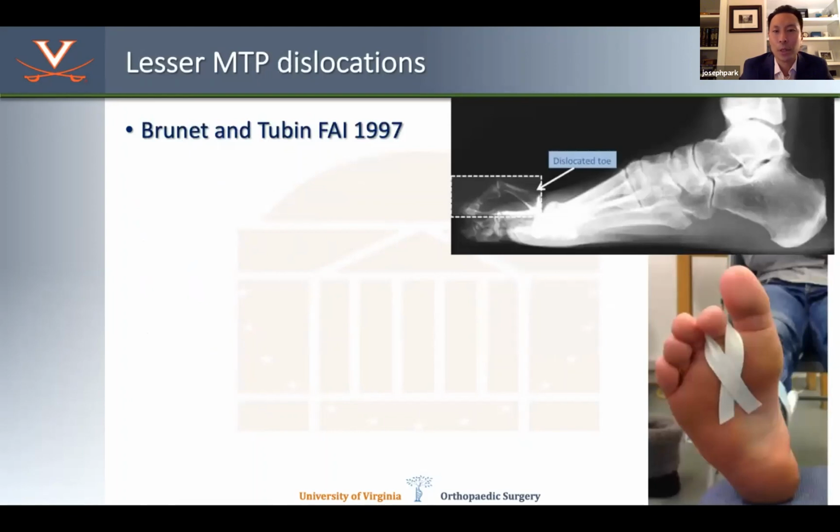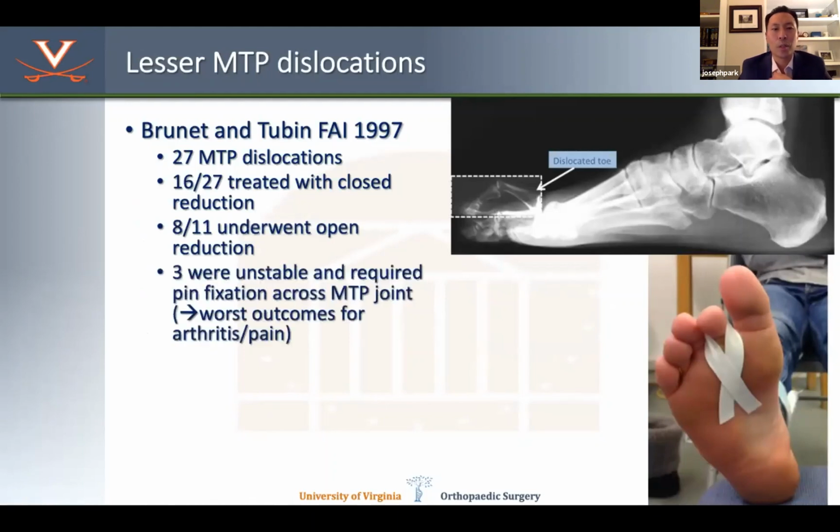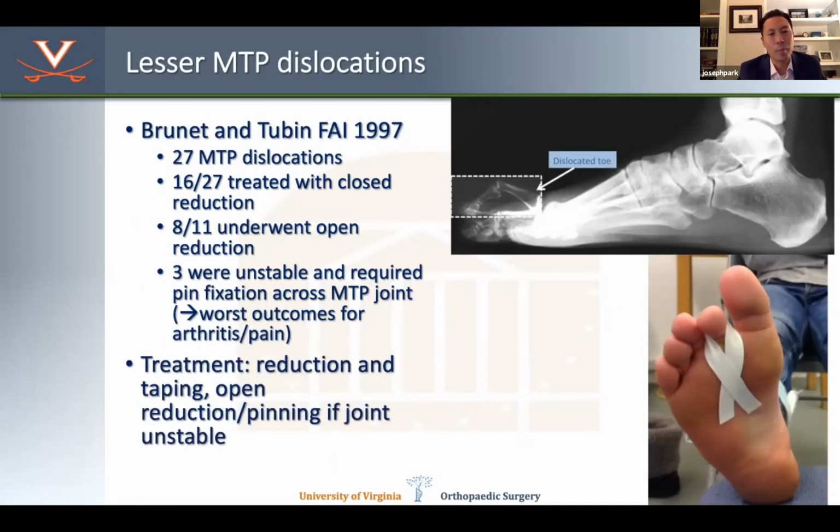Brunet and Tubin wrote this in 1997, so many years ago, but they looked at 27 dislocations. 16 of 27 were treated with closed reduction, but 8 out of 11 had to undergo open reduction. 3 were unstable and required pin fixation. Those were the worst possible outcomes for both arthritis and pain. And treatment involves reduction and taping, or open reduction and pinning if that joint is unstable.